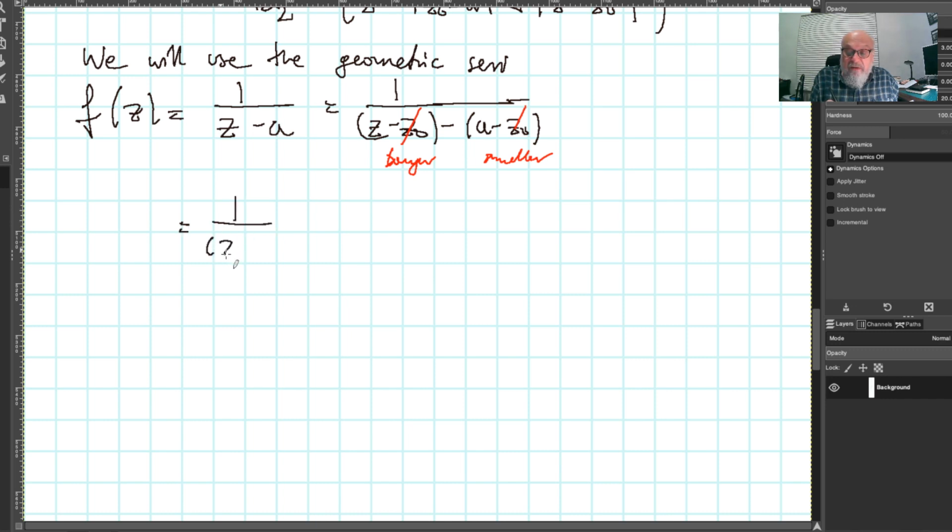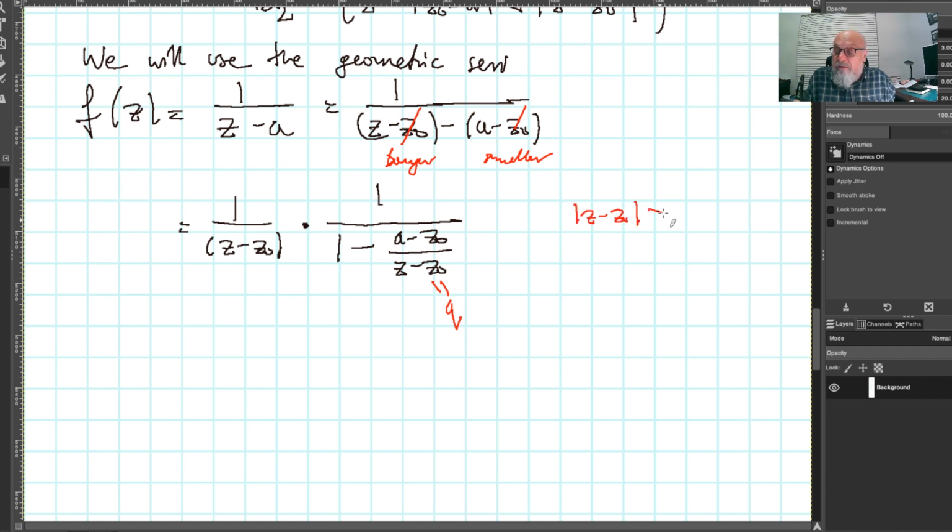So I put here z minus z0, and now I put here 1 minus (a minus z0) divided by (z minus z0), put here 1, and now I look at this one and I say this is my q. I can see by the remark that since |z minus z0| is strictly larger than |a minus z0|, we have that this q is strictly smaller than 1, so we can use it as a geometric series: 1 over (1 minus q) equals the sum from n equals 0 to infinity of q to the power n.